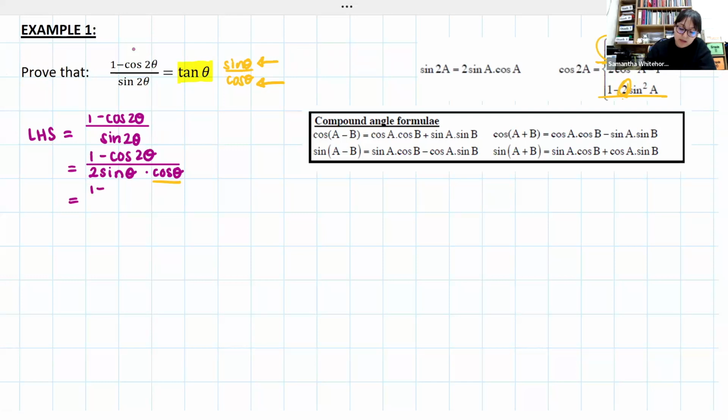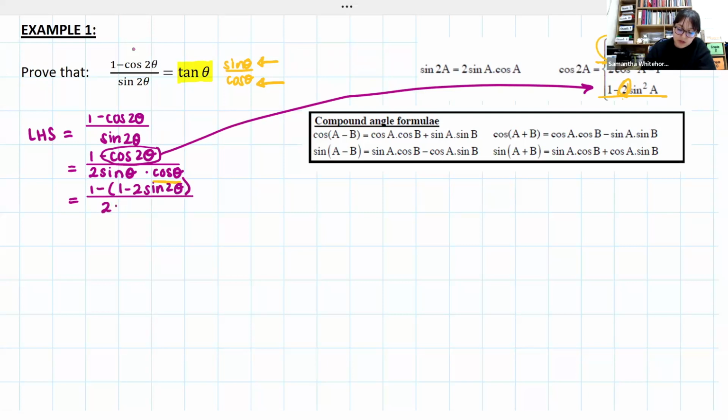So I've got 1 minus, and I'm going to replace this cos 2 theta with the double angle formula that I've decided is most appropriate: 1 minus 2 sine squared theta. My denominator I've already sorted out, so I don't need to stress about that. And remember, what you're now going to do is distribute in that -1. So 1 minus 1 is gone. Minus times a -2 is now 2 sine squared theta over 2 sine theta cos theta.